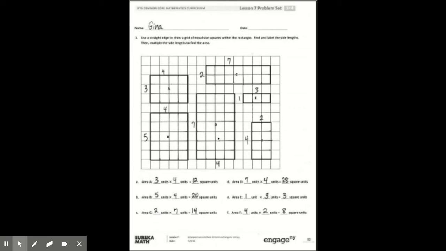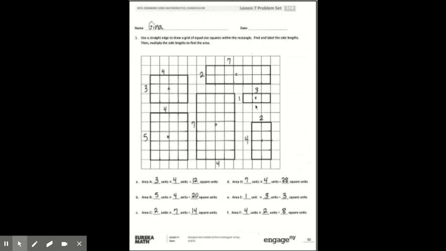If we go to D, 1, 2, 3, 4, 5, 6, 7. So we have one side length of 7 and one side length of 4. 1, 2, 3, 4. And you'll get that after you draw in your units inside this rectangle. So area D would be 7 units times 4 units equals 28 square units.